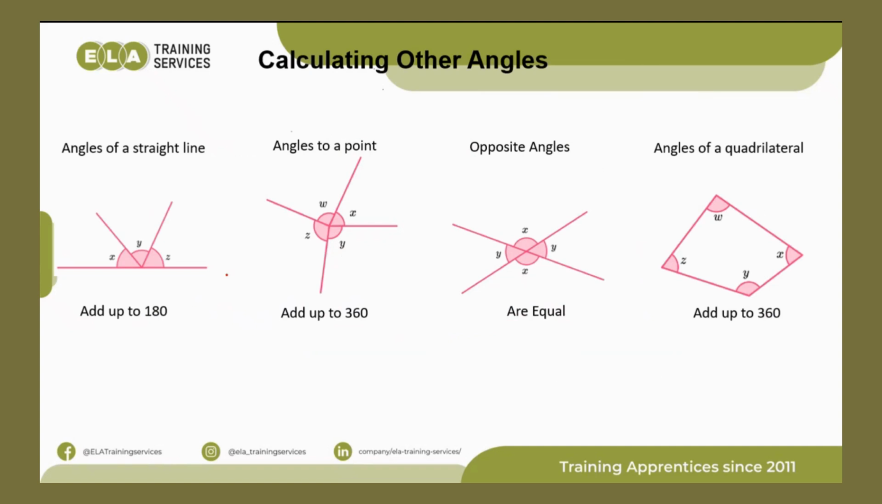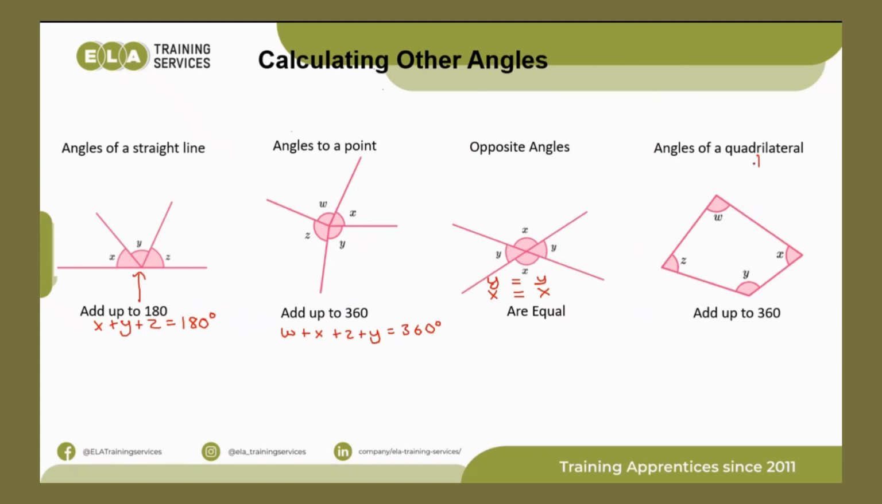So the angles of a straight line, so when you see a straight line, all the angles around here will add up to 180. So x plus y plus z equals 180 degrees. Angles around a point will add up to 360. So w add x add z add y equals 360 degrees. Opposite angles, so x is equal to x and y is equal to y, are all equal. So x and x are the same, y and y is the same.